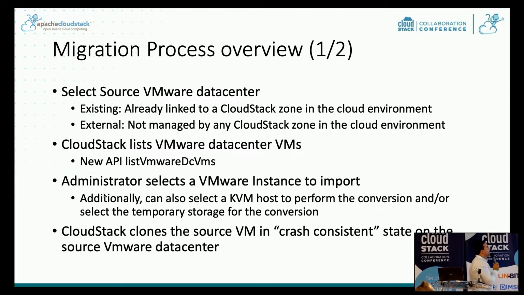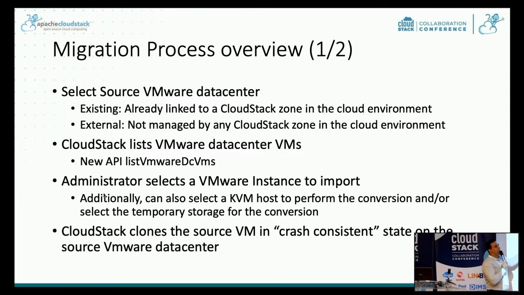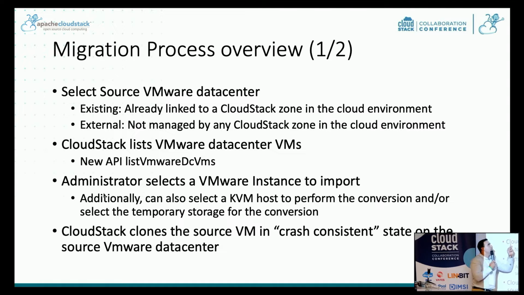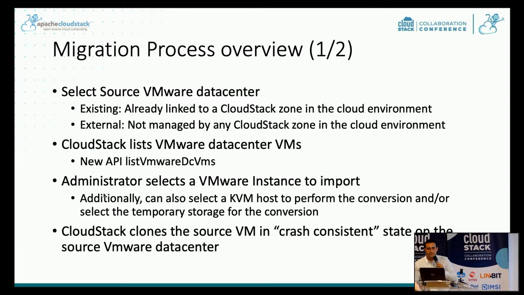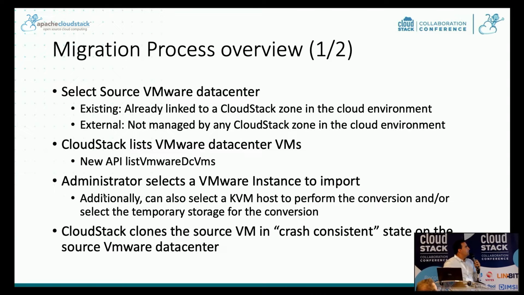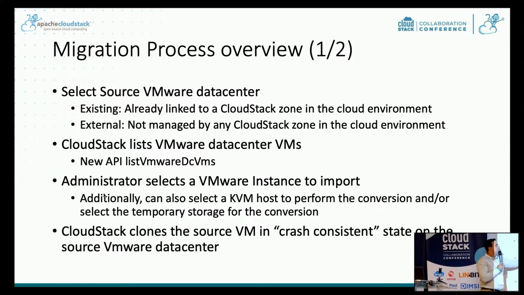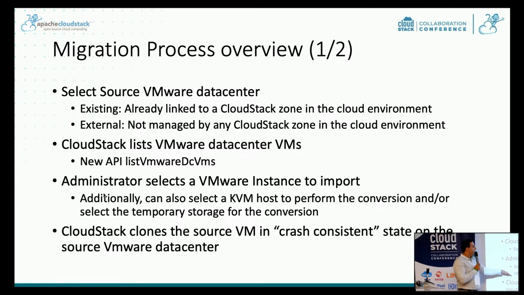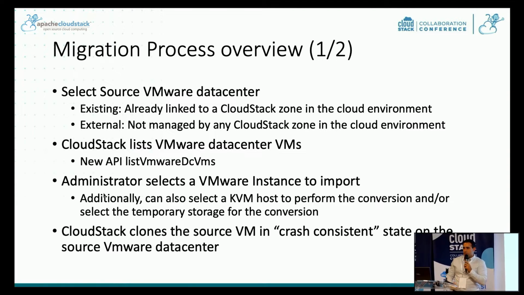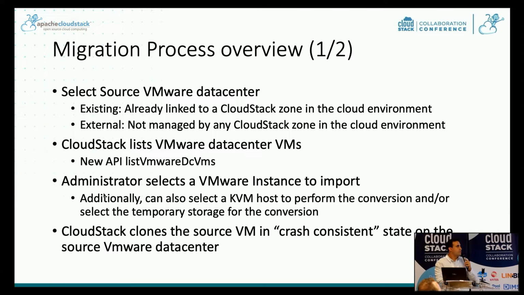So how the process looks, you can select from which data center you want to import, either existing or external. Existing means it's already linked to a CloudStack zone and in your CloudStack environment, and external means it's outside. So it's very important that your KVM host that you use for the conversion reaches the source data center. We have introduced an API to list the instances of a given data center, and then we simply select which VM we want to convert, and CloudStack will do it for us.